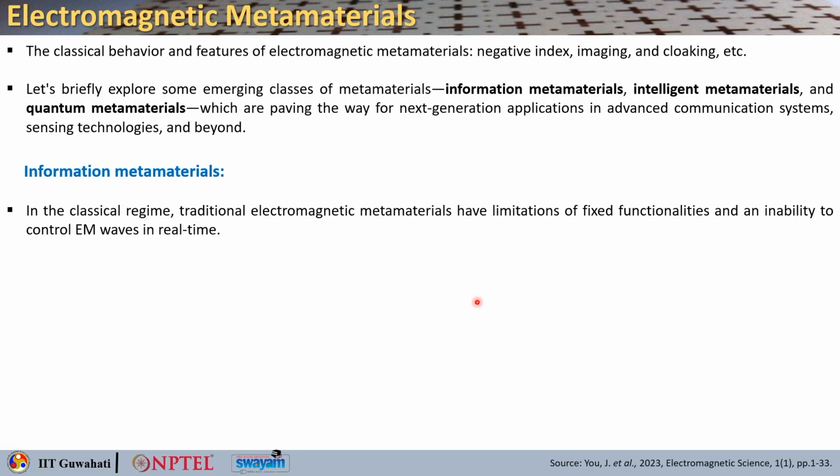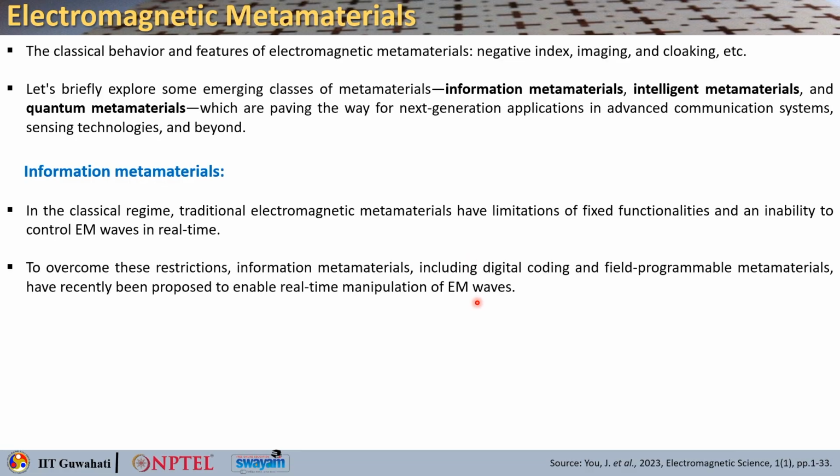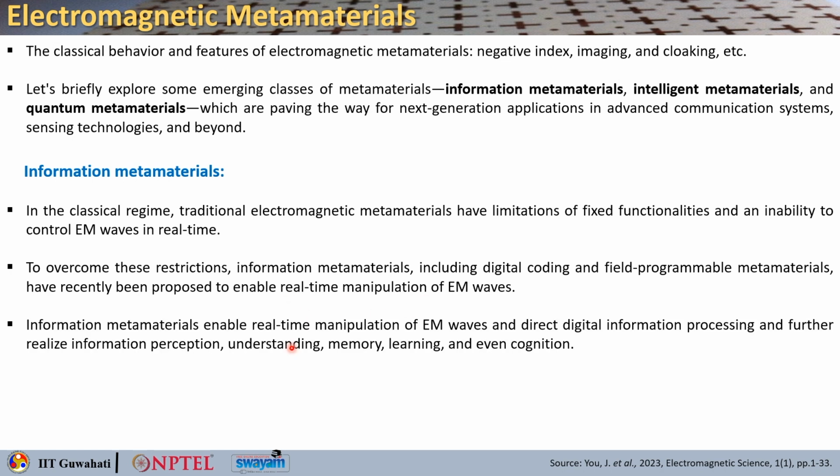So, in the classical regime, traditional electromagnetic metamaterials have the limitation of fixed functionalities. Once they are made, they just perform in the same way, and there is no way to control the electromagnetic wave in real time. You cannot change the behavior of the metamaterial. To overcome these restrictions, information metamaterials, which include digital coding and field programmable metamaterials, have recently been proposed that could enable real time manipulation of electromagnetic waves.